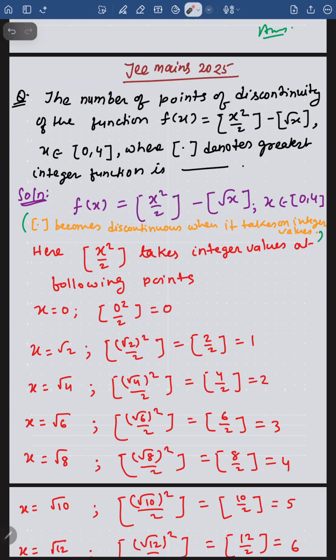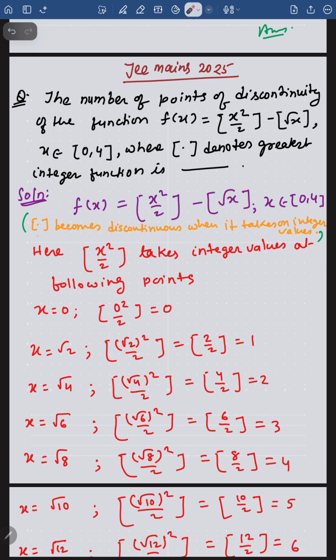2025. The number of points of discontinuity of the function f(x) equal to greatest integer function of x square upon 2 minus greatest integer function of square root of x, where x belongs to the closed interval 0 to 4, and the symbol denotes the greatest integer function. So the number of points of discontinuity we have to find. So our expression is f(x) equal to greatest integer function of x square upon 2 minus greatest integer function of square root of x, where x belongs to this interval.